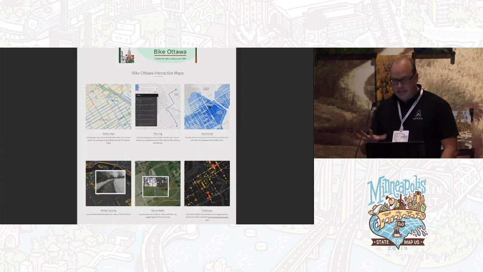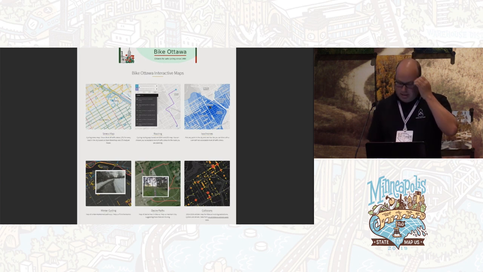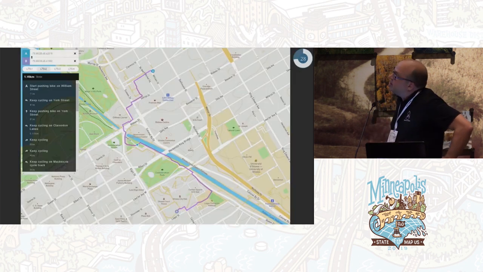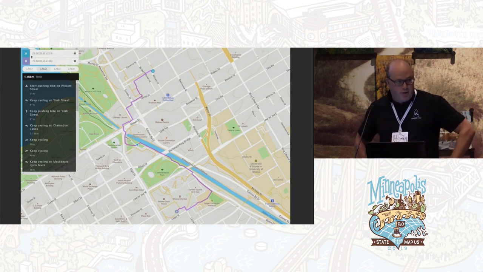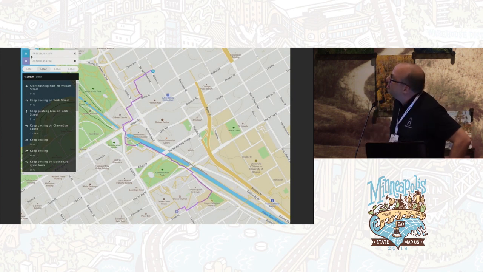So there's actually six maps. I've just showed one so far. But let's talk about the routing map, which is the second one here. So you can pick two points, pick your level of traffic stress, and then it will draw the path for you based on the traffic stress.